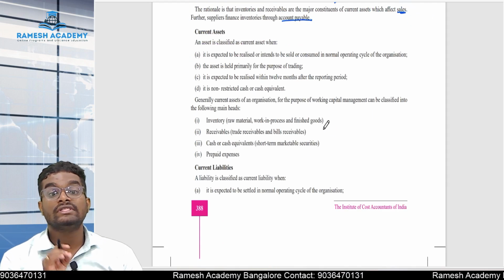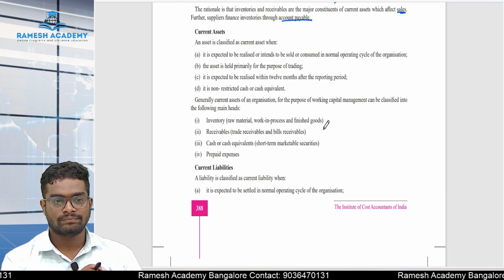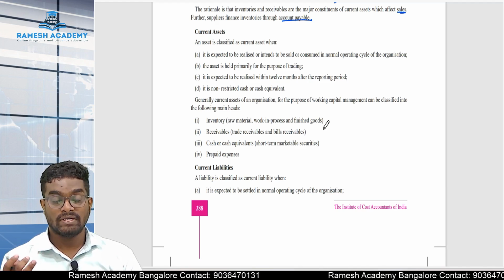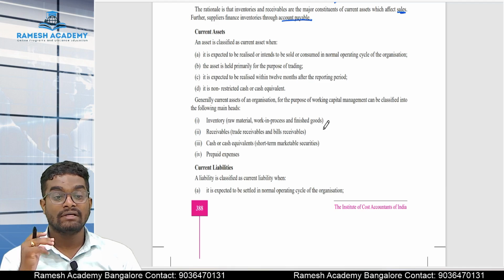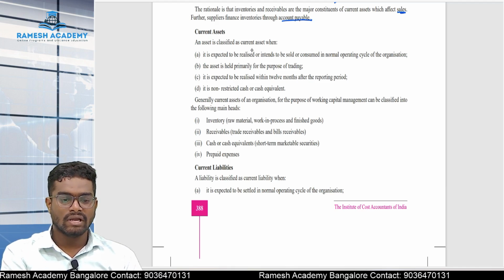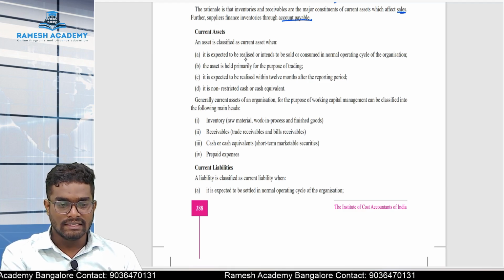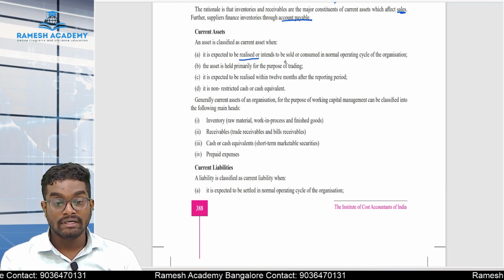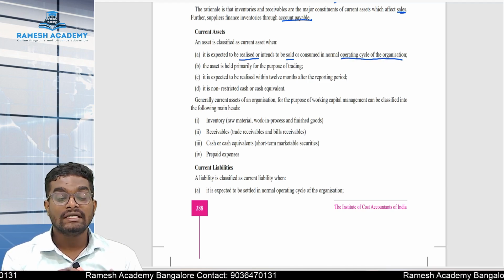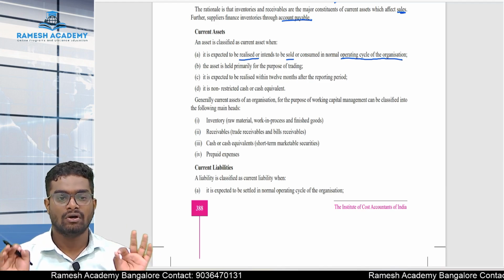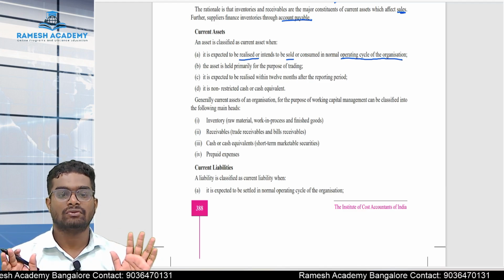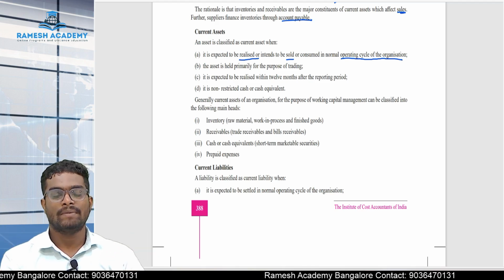Okay, now we'll see the meaning of current assets and current liabilities. So how do we define whether an asset is current asset or not? How do you define an inventory, receivable and cash is a current asset or not? We have a definition for that. So an asset is classified as current asset when it is expected to be realized. Realized means which is expected to be sold or intend to be sold or consumed in the normal operating cycle of a business. So it is a day-to-day activity. The asset should be used or sold. The asset should be sold or intended to be sold or consumed in the normal operating cycle of the business.